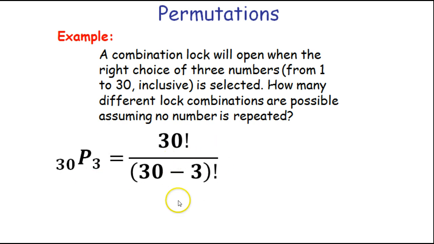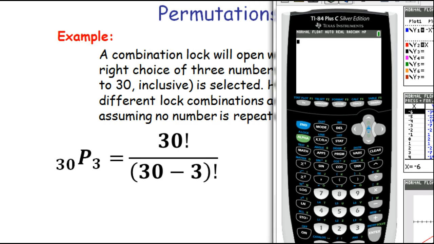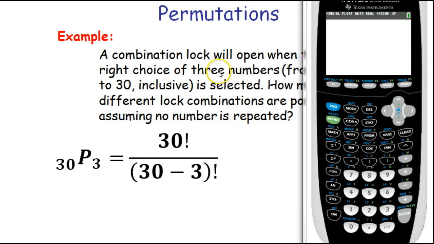This will work just fine. Let's bring in the calculators and show you how to do that. Alright, so this is our calculator. This one is the TI-84. And we're going to do 30 factorial, so we'll do 30. Your calculator has a shortcut on it.